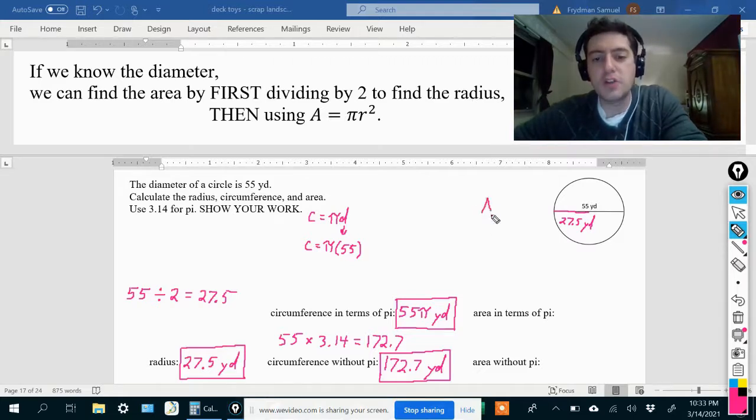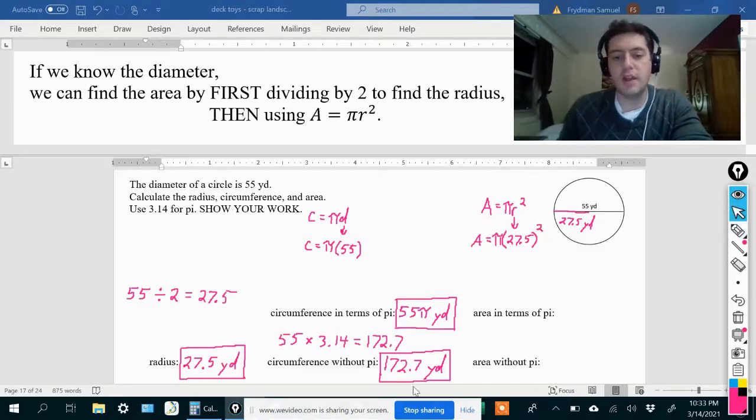So I can write A equals pi r squared, and I'm going to plug not 55 in because 55 is the diameter. Here for r, we need to be plugging the radius in. So we're going to plug 27.5 in for r, and then everything else stays the same. So A equals pi times 27.5 to the second power.